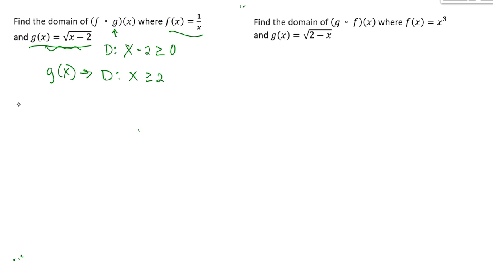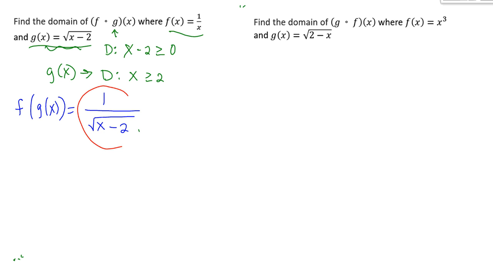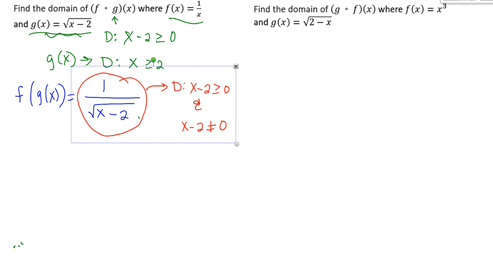Let's go through and find our composition. We're doing f of g of x. f of x is 1 over x, but instead of x, we're replacing it with the square root of x minus 2. Side note, just for this, the domain is where x minus 2 is greater than or equal to 0, and the square root is not equal to 0. It's the exact same one from before, right? So we know that this domain is that x can only be greater than 2 and not equal to it.